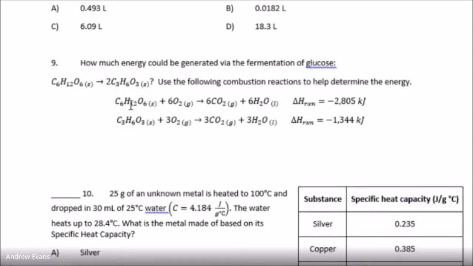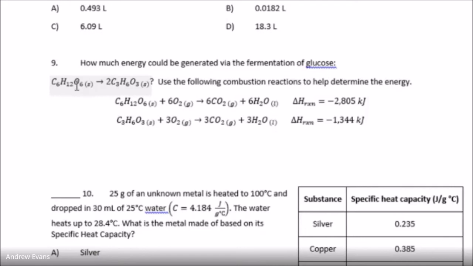C6H12O6 goes to 2C3H6O3. And I'm given 2 reactions. This is a Hess's law problem. Whenever you get 2 or more full reactions and I'm asking you to find a third, we have to use these 2 reactions to give us our answer. Now, to do this, the easiest way is to look at what appears in the final reaction that appears in one of these reactions and use that as our guide.